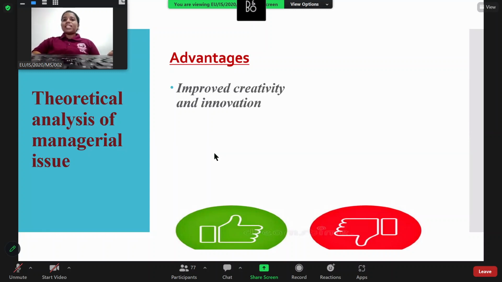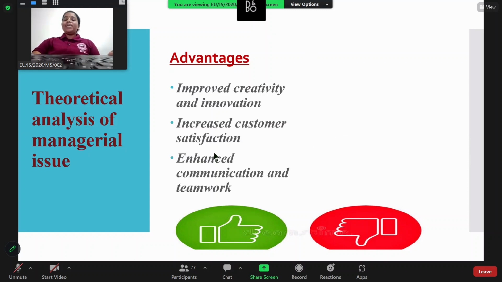The last one is improved brand image and reputation. A diverse workforce can improve brand image and reputation of a hotel by demonstrating a commitment to inclusivity and equal opportunity.